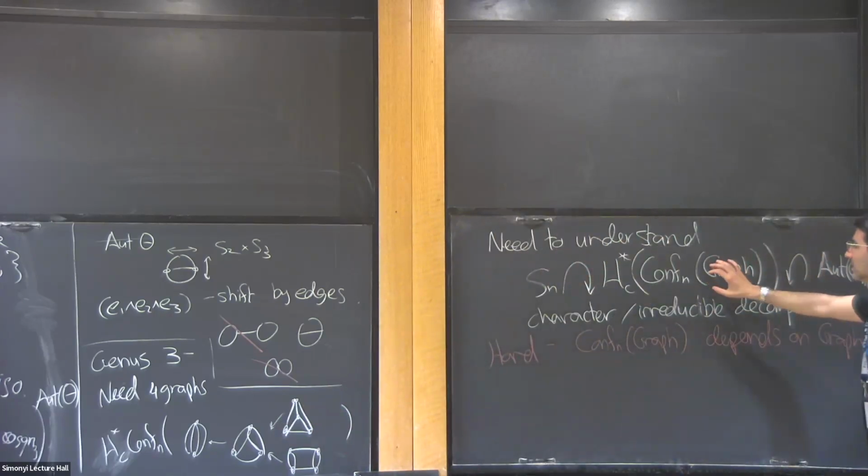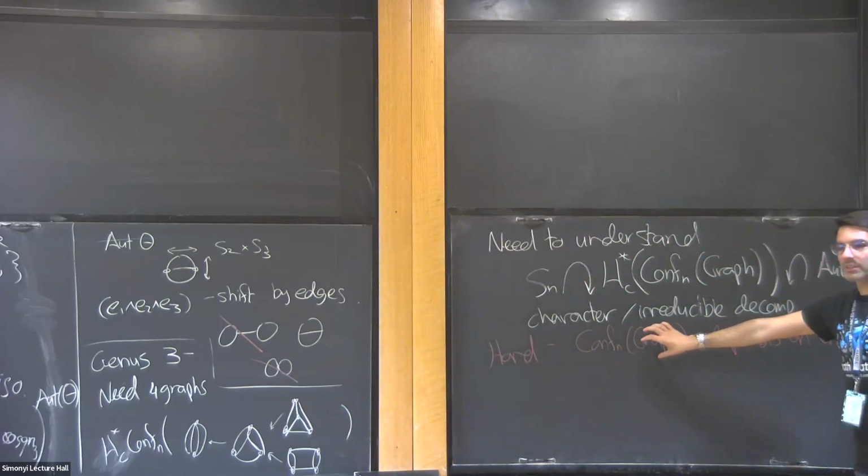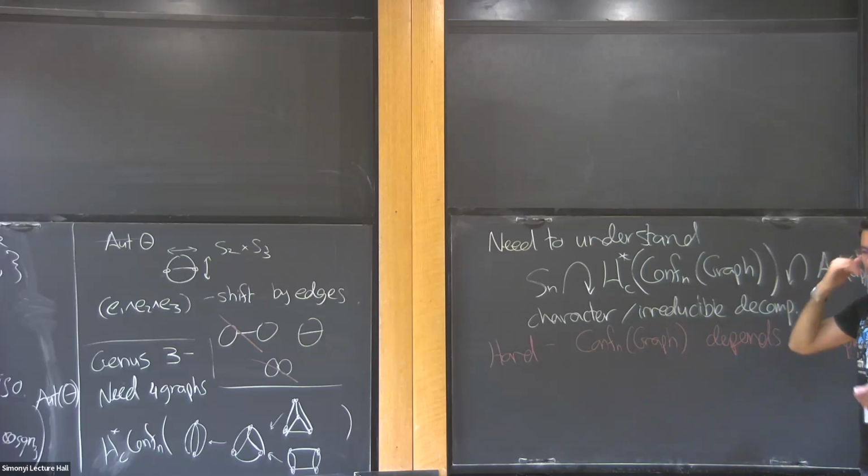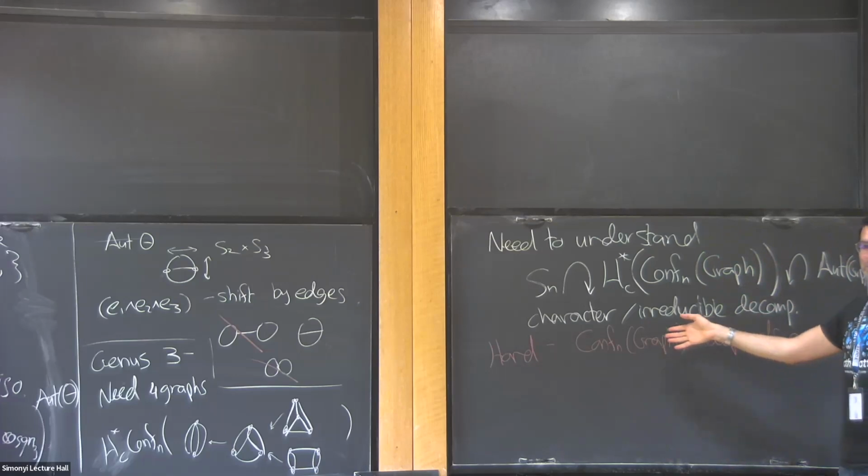And people do study the homotopy type of this space for a tree. And what if the tree has only vertices of degree 3? What if it has some vertices of degree 3 and some vertices of degree 4? So these are very hard problems. Even their fundamental groups are really hard.